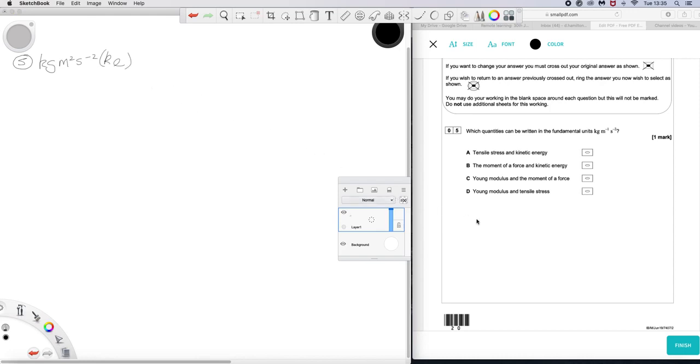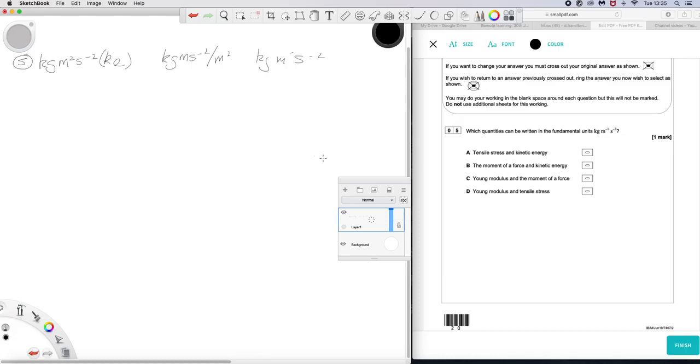But tensile stress comes up in 2 of these. So let's do stress then. Stress is force over area. Force is mass times acceleration, divided by meters squared. So that is kilograms per meter per second squared. So tensile stress, that works. So we know that it can't be A.